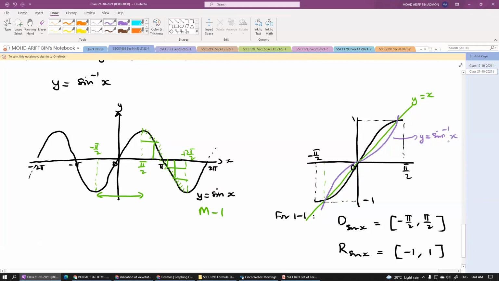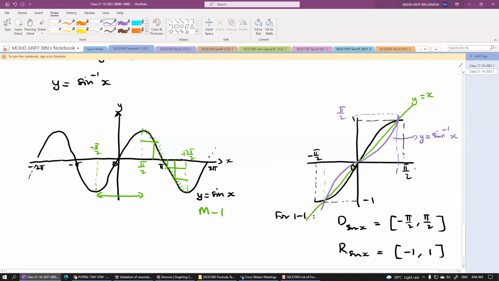Now you get your graph, but we have to determine our domain and range for this inverse sine. Can you tell me what is the value of this one and this one? For this y, what is the value here? Pi over 2. Okay, good. Now this becomes pi over 2. And for this one, the x value? 1.